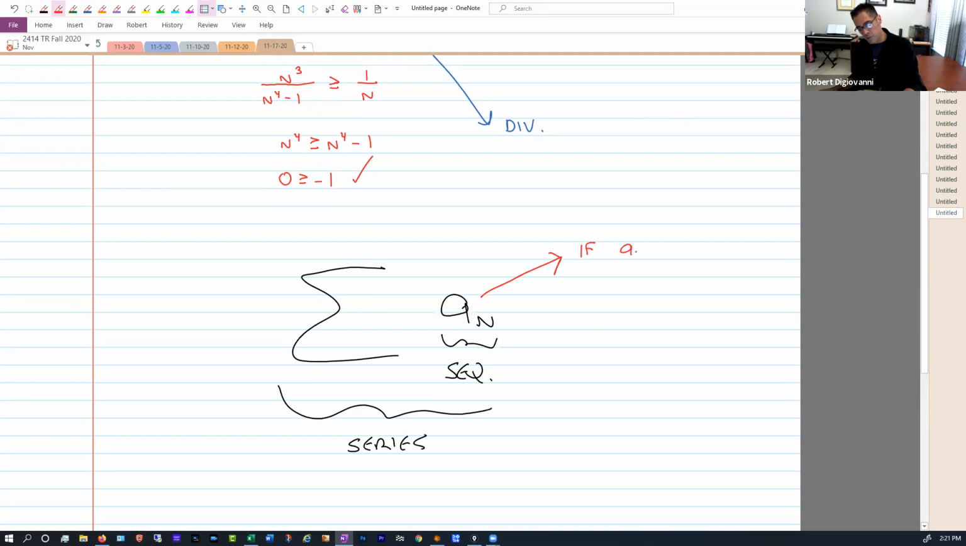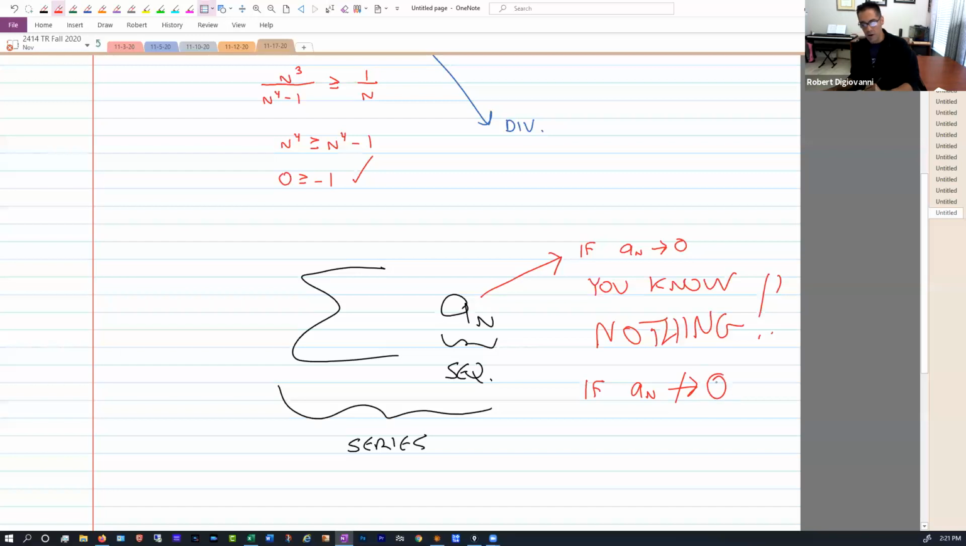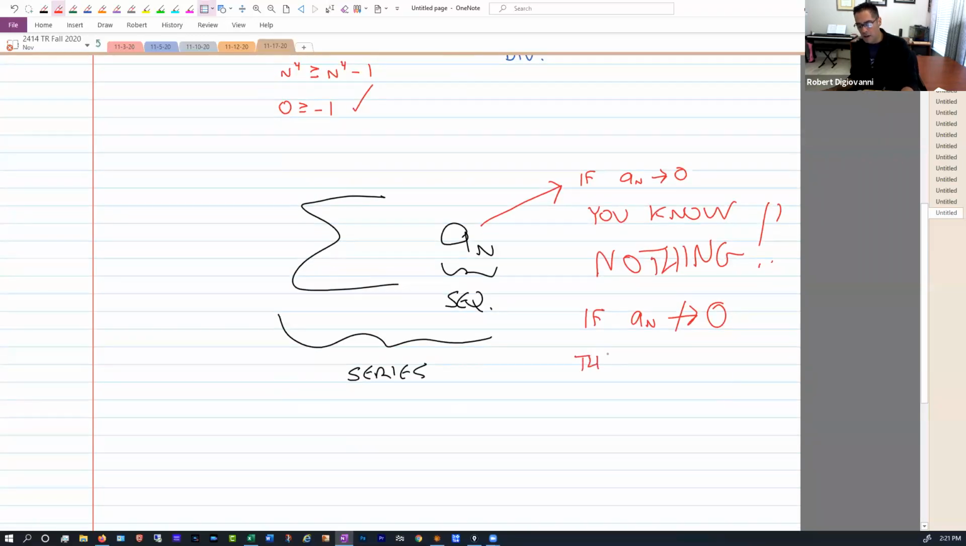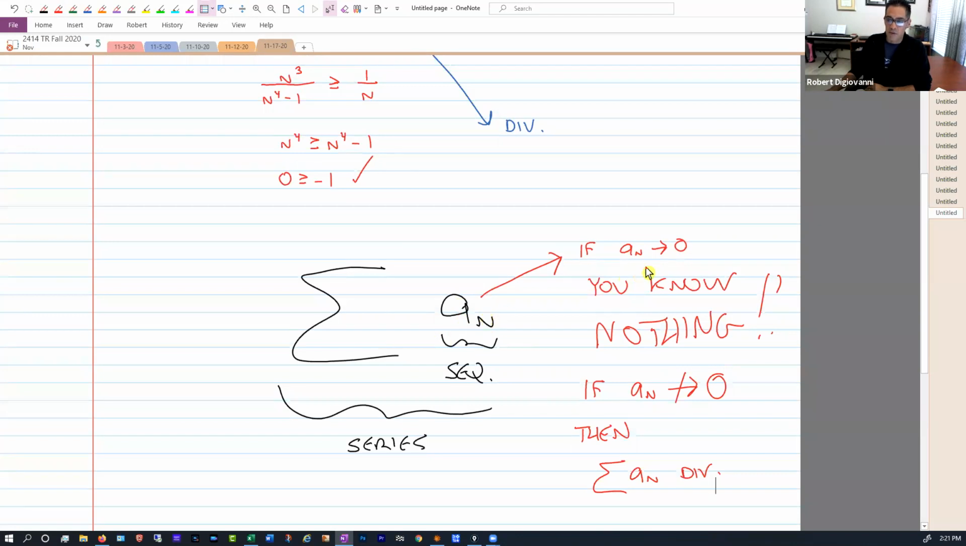If the sequence goes to 0, you know nothing, okay? You know absolutely nothing. If the sequence goes to something other than 0, then and only then can you say that the series diverges. We haven't had that. Every single problem I've given you, the sequence part of it goes to 0, which then meant we had to go do other tests.